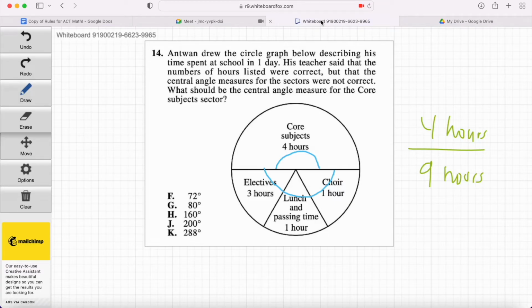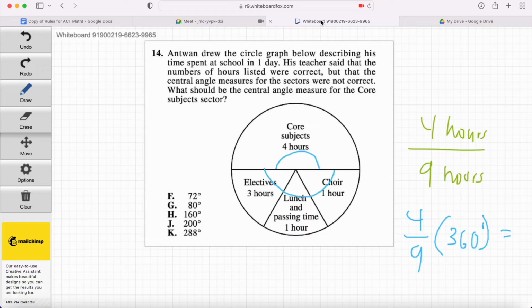So if you want to find out how many degrees that angle should be, that core subject sector is just going to be 4/9 of 360. So really the calculation is just 4/9 times 360 degrees, and that'll tell you how many degrees that is. Does that make some sense? I think so, yeah. Okay, that should work.